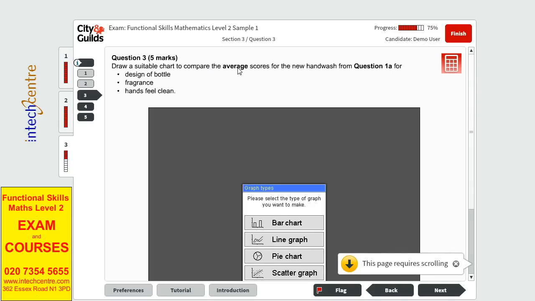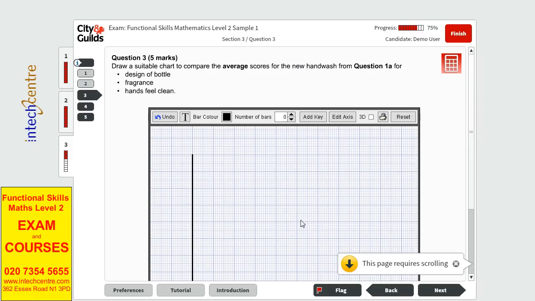Draw a suitable chart to compare the average scores for the new hand wash from question 1a for design of bottle, fragrance, and hands feel clean. So we'll go with the bar chart. It's the best one for us to show our answers. Don't forget to pick the number of bars you need. As we have 3 values, we'll pick 3 bars.